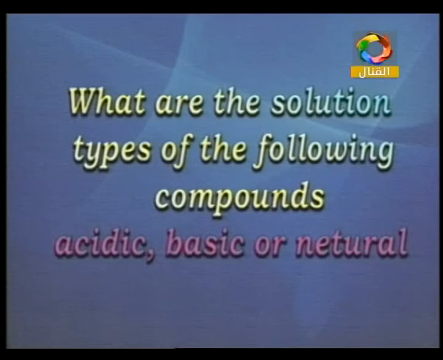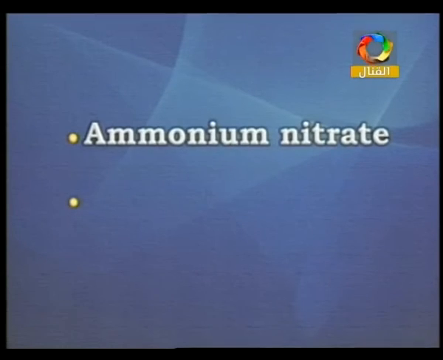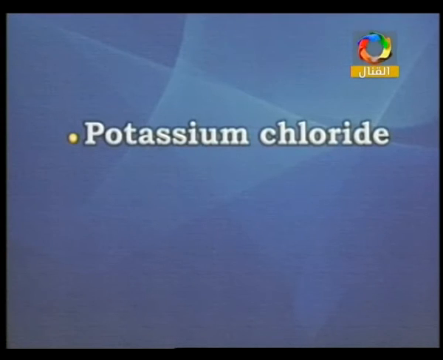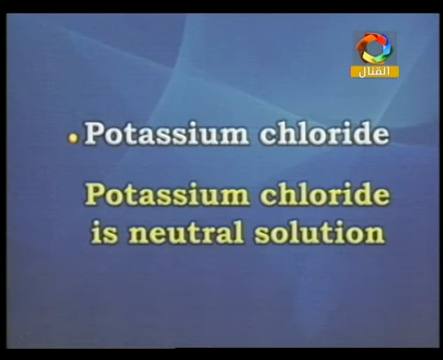Next point, what are the solution types of the following compounds, acidic or basic or neutral? Ammonium nitrate, potassium chloride. Here the solution of ammonium nitrate is acidic as it comes from hydrolysis of salt containing weak alkali and strong acid. Potassium chloride is neutral as it comes from strong alkali and strong acid.